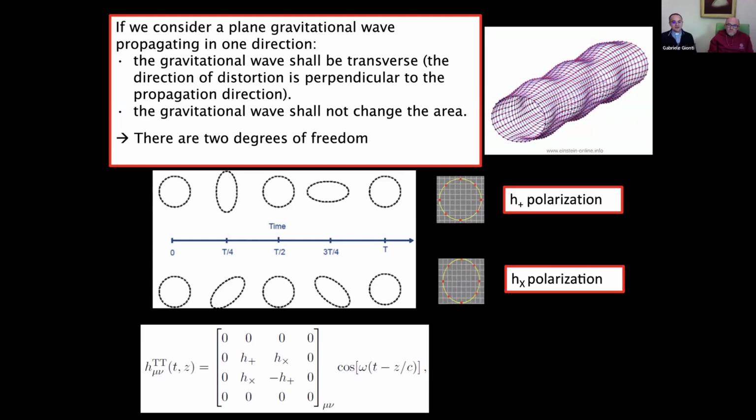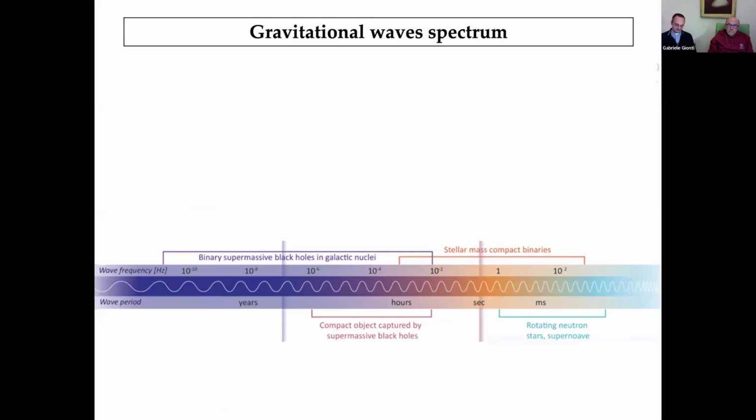And like electromagnetic waves, you can construct a spectrum of gravitational waves. The spectrum is extremely, extremely broad. You see here the frequency, the wavelength, and the period. And the frequency range of gravitational waves provides information about the source.